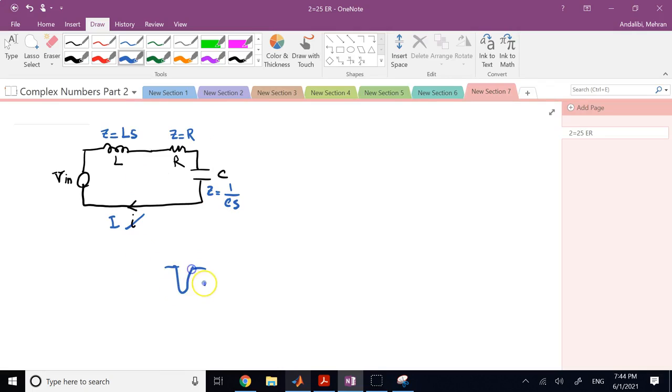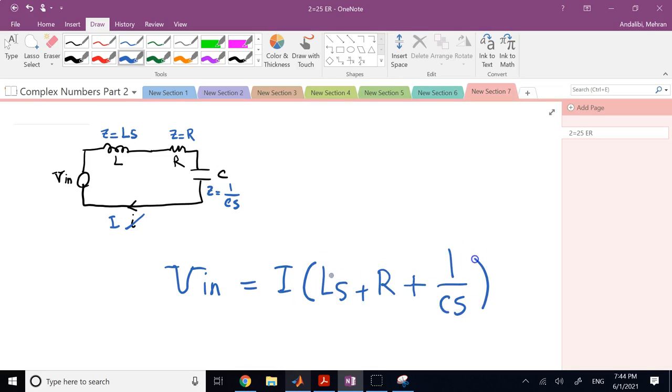Okay, so now we say this V in is equal to I times the sum of these impedances, and this equation is exactly what you get if you apply the Laplace transform to the ODE we derived in the previous video. If you want to know more about it, go and look at my video in the controls playlist, where I talk about modeling electric circuits, and you see more about impedance and the use of complex numbers.